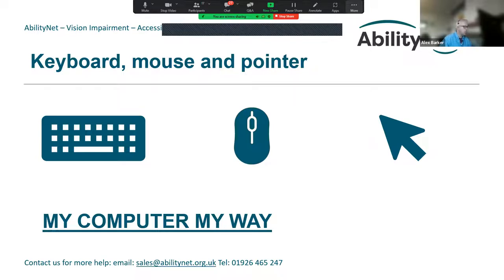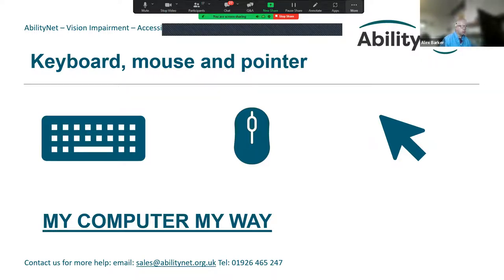Using a keyboard is often much faster than using a mouse. By knowing the keyboard shortcuts, you reduce the need to track a pointer and can speed up identifying menu options. Think about the steps to save a document with a pointer and compare this with hitting Control S.